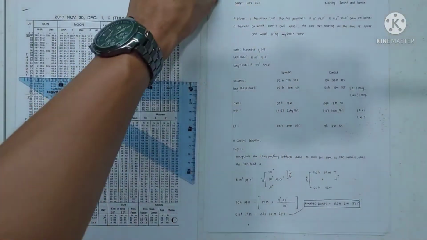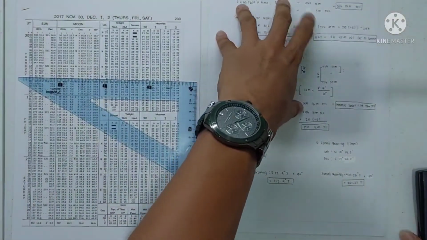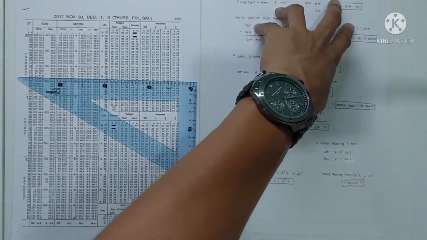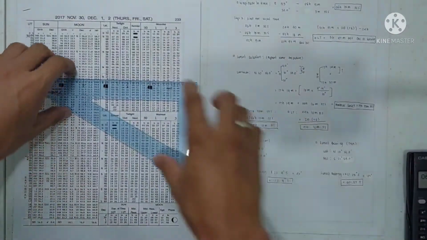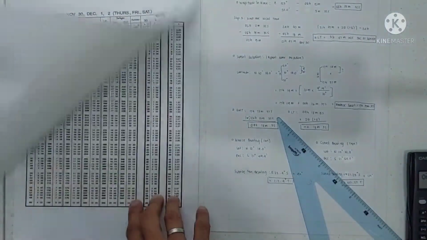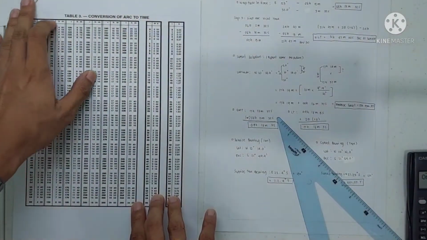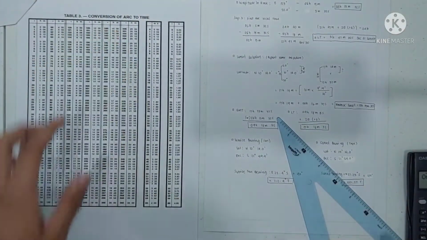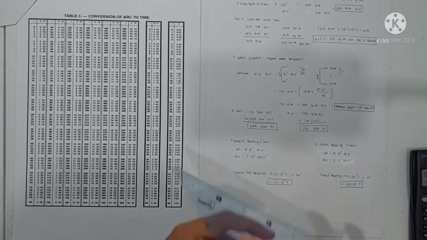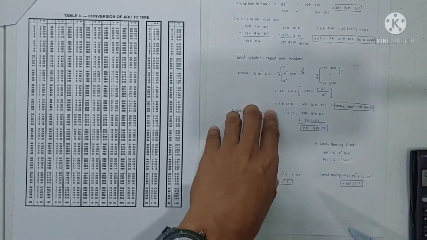The second step is to convert the longitude to time using the conversion table of arc to time. So we need to go to the conversion table, which is here. This is the conversion table of arc to time. So our longitude is east 123 degrees.